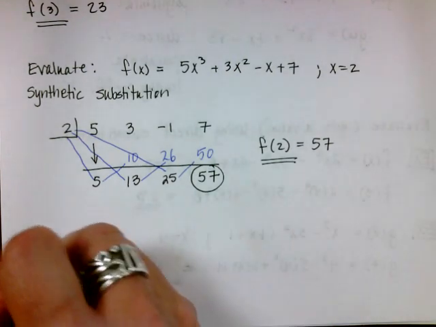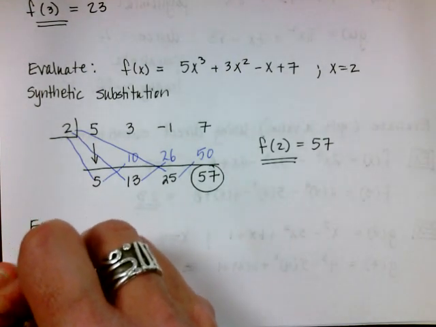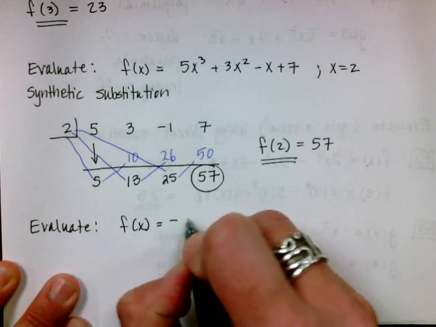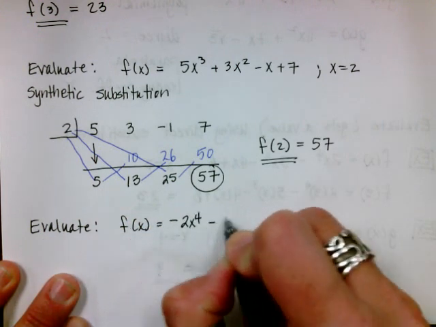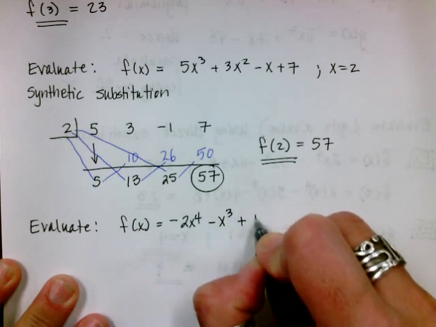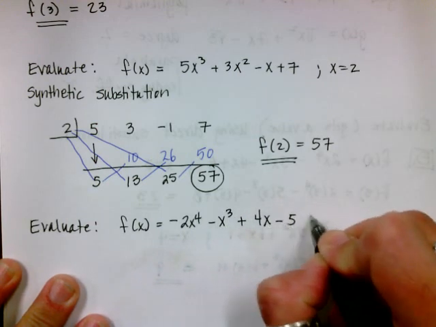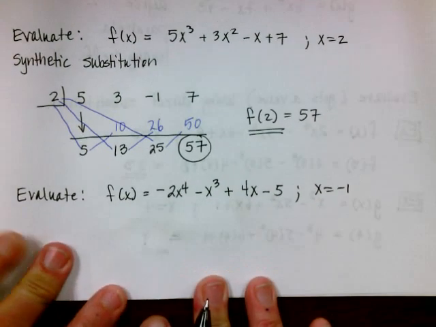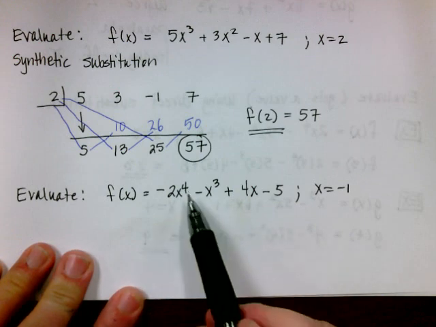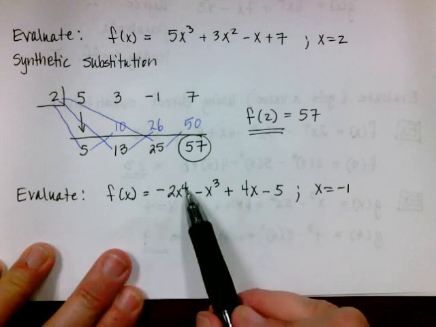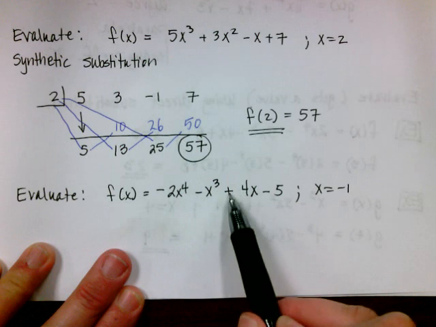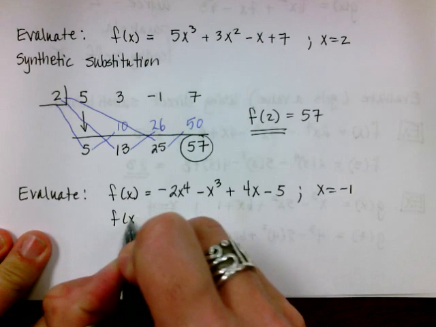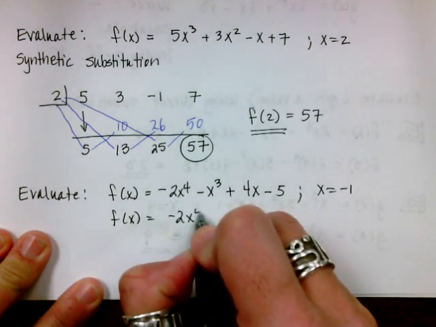All right, I'm going to do one more just to make sure that we understand the process. So here's my f of x, and it's going to be equal to a -2x to the fourth minus x to the third plus 4x minus 5, and I want to evaluate it when x is a negative 1. So what you'll notice when we look at this one, my exponents go 4, 3, I'm missing the 2, 1, and 0, so I need to add that. And I'm just going to rewrite it here to make sure that we don't leave it out.